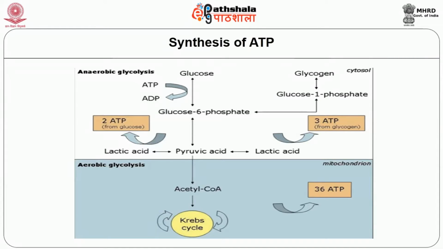Now, pyruvic acid gets converted to acetyl coenzyme A, which gets routed to Krebs cycle followed by the electron transport chain, and this entire process happens in the mitochondria and releases 36 ATPs. Even though we said that fats and proteins can be used for the purpose of energy, using protein for the purpose of energy is not a healthy state of the body. So, the preferred source of energy for the body are carbohydrates and fat.